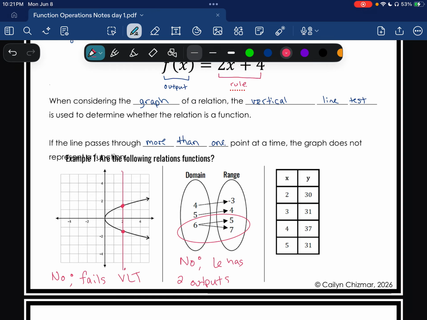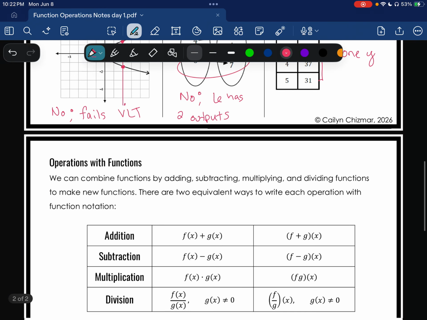And that's going to help us make new functions. So there are two equivalent ways to rewrite each function operation, and you're going to see me utilize both. You're going to see me write f of x plus g of x, or f plus g of x: addition and subtraction, multiplication and division. With division, of course, we have to be mindful that our denominators aren't 0. Those are two different ways that we can write, and as you can see here in our examples, I'm using both of those forms of notation.